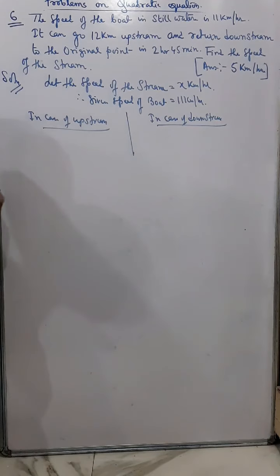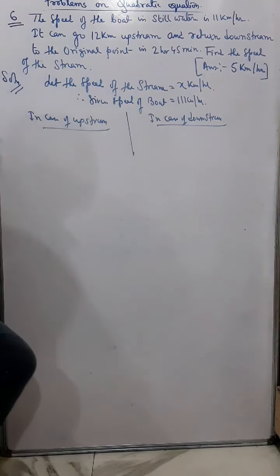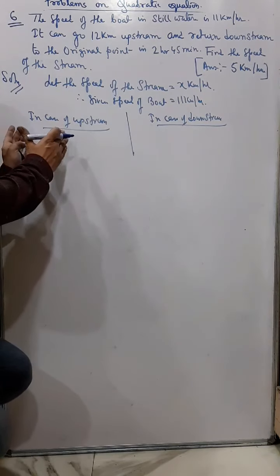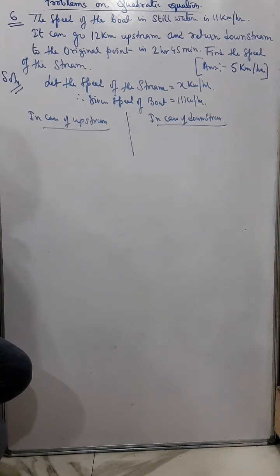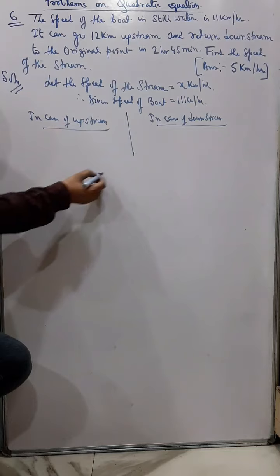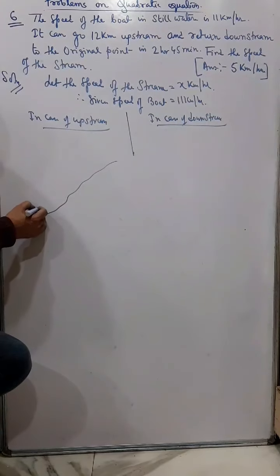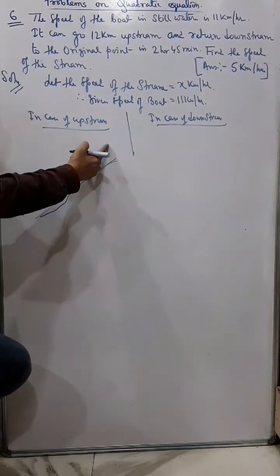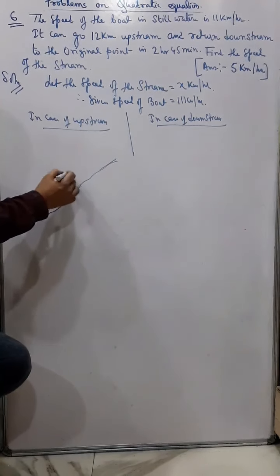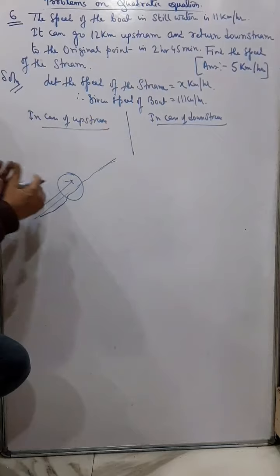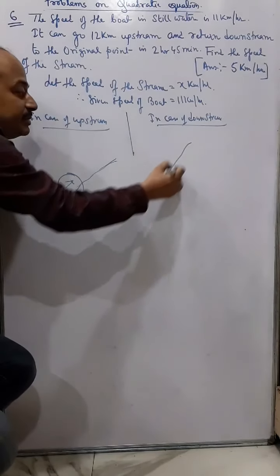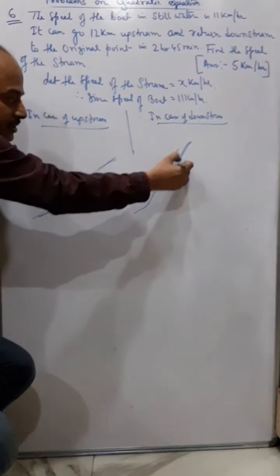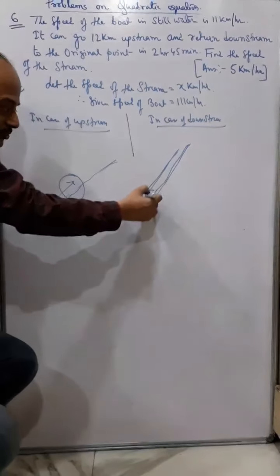Relative speed, you can understand, means the combined effect of the boat and the stream. Try to understand that upstream means going against the stream. Now the stream is flowing downward and the boat is going upward. So in fact the relative speed becomes less. And downstream means the boat is going with the stream. So if the stream is flowing downward, the boat is also going down.